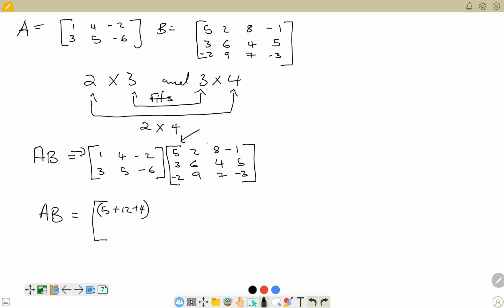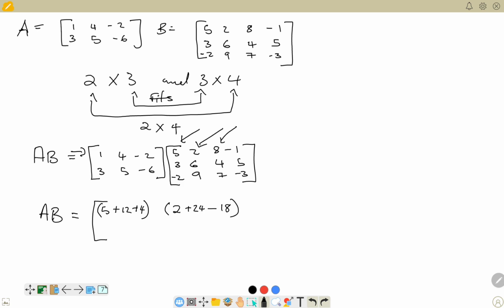So we are done with that first column. We move to the second column, but we are still using the first row. So 1 times 2, we are no longer adding now. This is the value of the first element, just as a reminder. So 1 times 2 is 2. 4 times 6 is 24. Plus negative 2 times 9, so it's going to be minus 18. Then we are done with the second column.